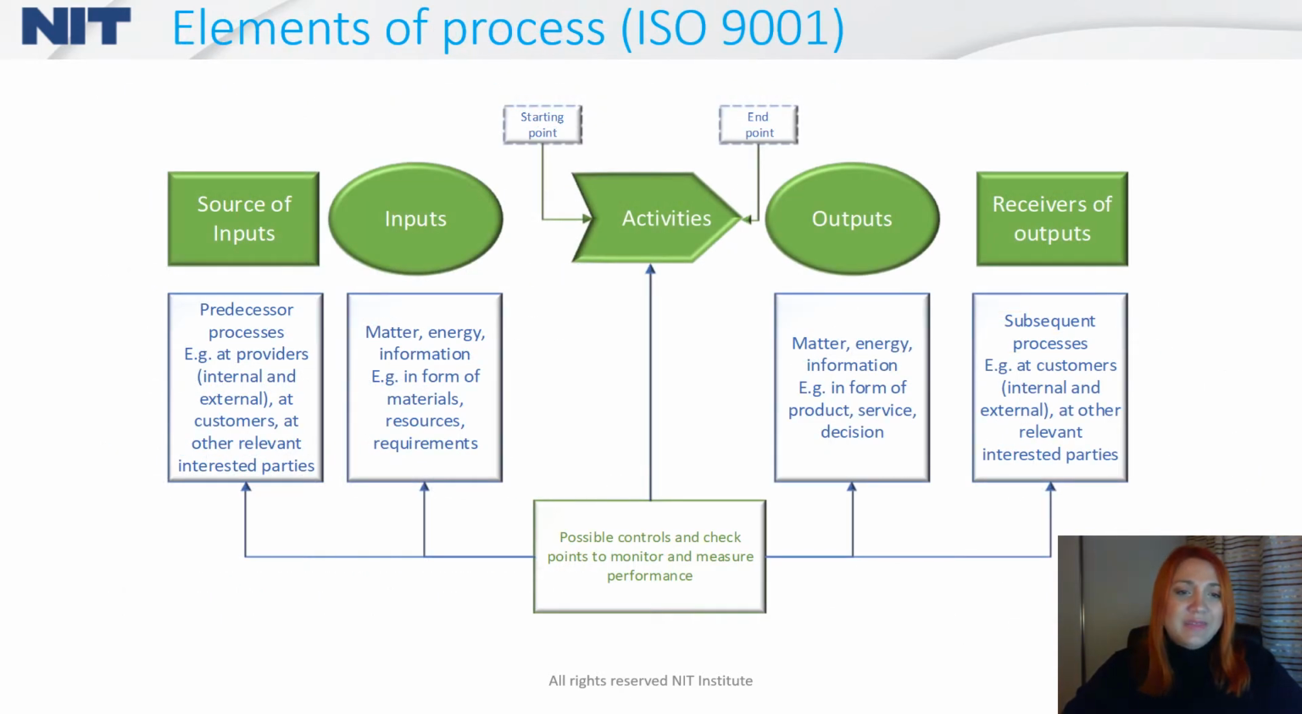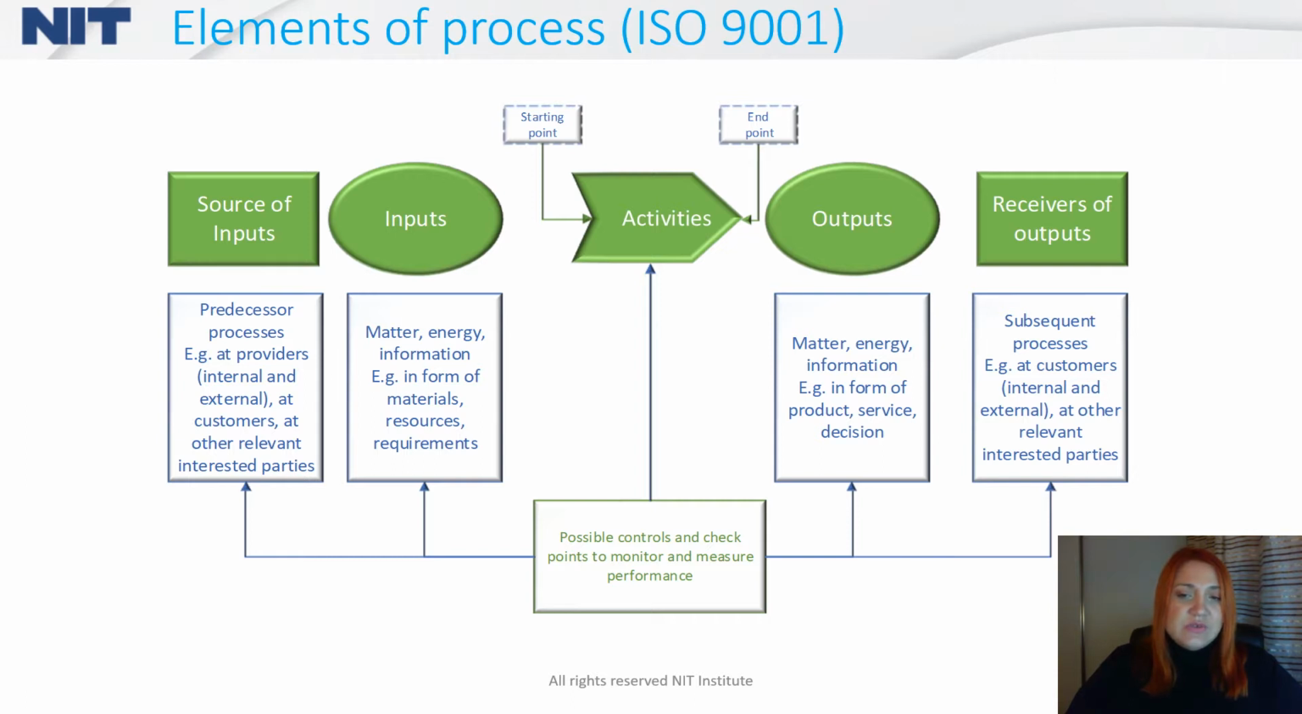Now we will talk about elements of the process and how the process can be formed. What are the elements of the processes defined in ISO 9001? This is the question which we will answer in this slide. On the diagram, you can see that there are some basic elements which are forming the process. And this basic diagram can be used in all kinds of industries or even for very simple processes in life.